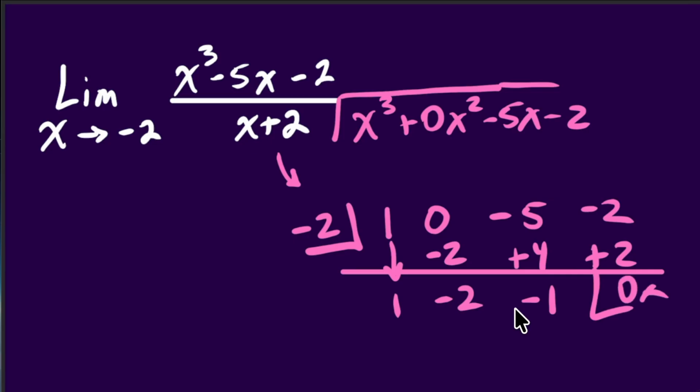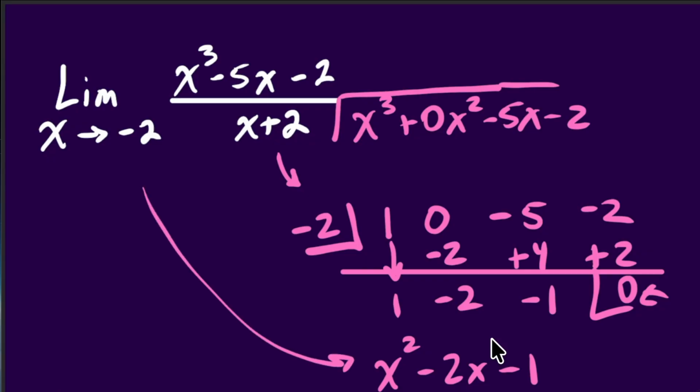The fact that you get 0 means that this is going to be a factor. This and that are going to be factors. We downgrade this to x squared minus 2x minus 1. Now you can plug in -2 here, and your limit is 7.